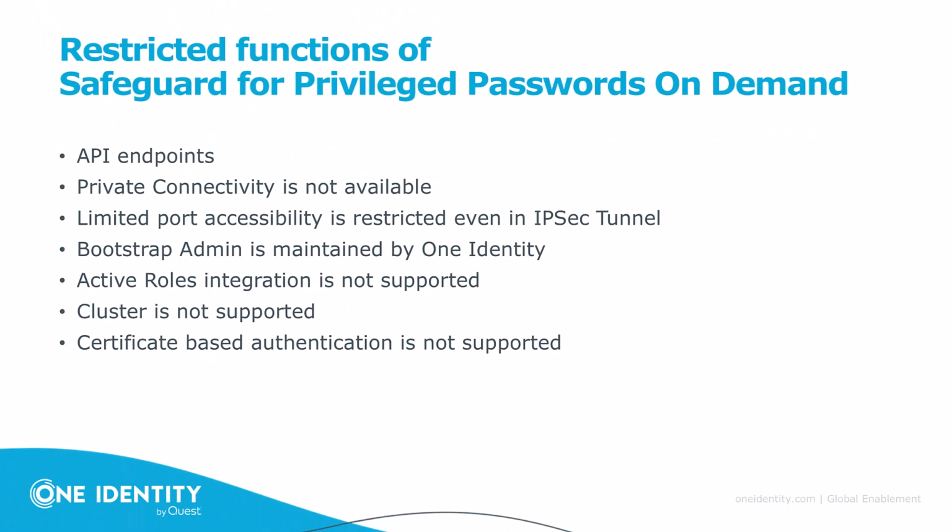Now let's discuss the restrictions of the SPP part of the service. First of all, API endpoints are restricted. It's there, you can see that, but typically you're going to get a bad gateway error because it's restricted. The second thing is that private connectivity is not available, which is a typical service of every SaaS vendor, but this is not available even if you are using an IPsec tunnel. The next thing is that ports are restricted. Even if you use an IPsec tunnel, some ports are not available.